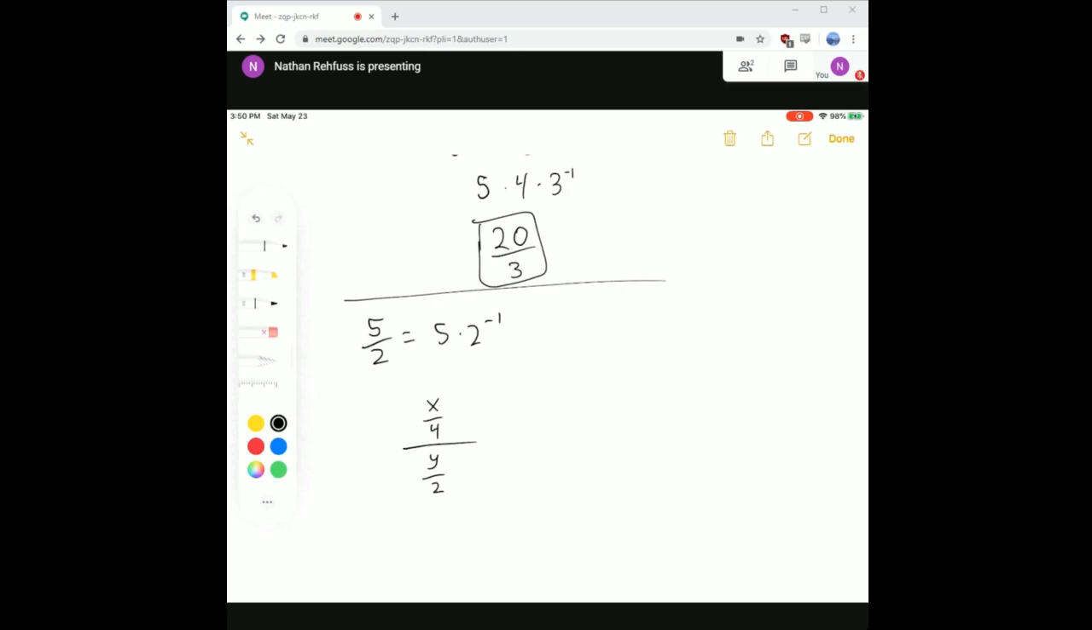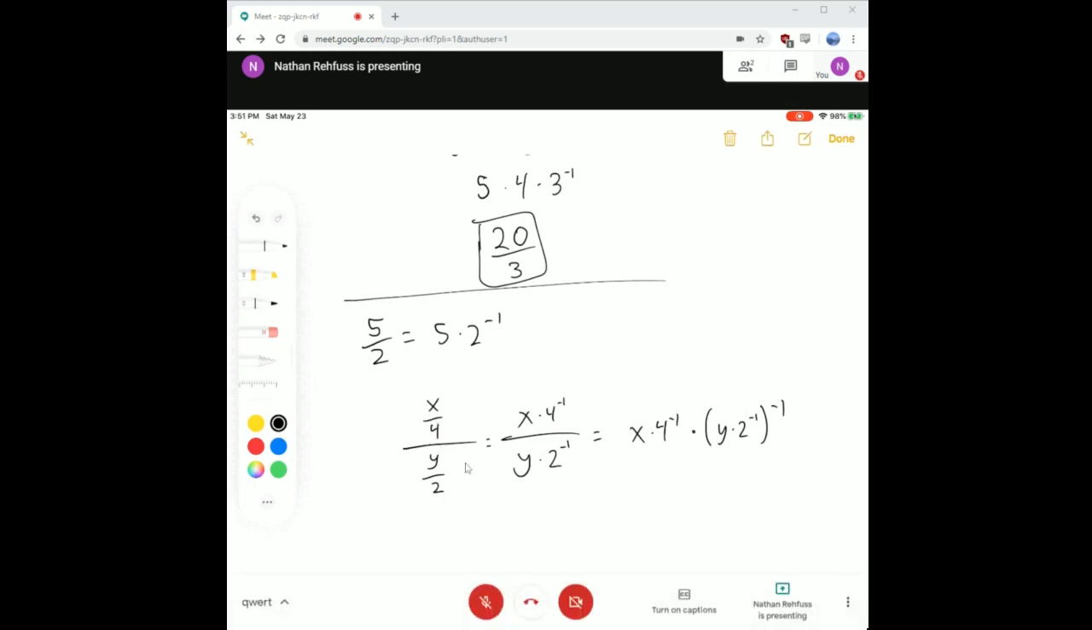It's really just x fourths is the same as x times 4 to the negative 1. And y divided by 2 is really just the same as y times 2 to the negative 1. But I can take this a step further, and I can say this is really just the same as the numerator times the denominator to the negative 1. Like this. And now instead of this confusing compound fraction, I've got an expression with no fractions in it at all. I can distribute this exponent to each of these two terms.